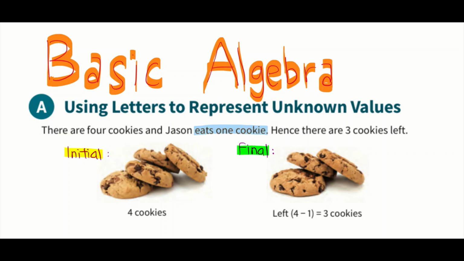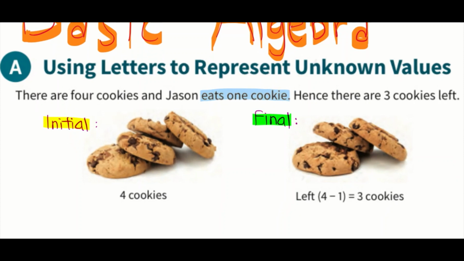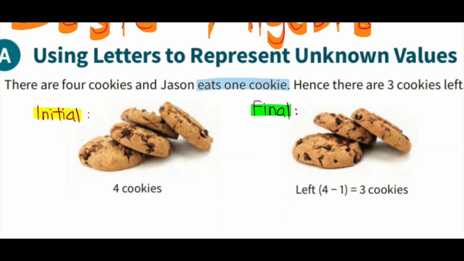Okay, we have come to the introduction of basic algebra. Let's start simple today by just looking at this cookie example. Jason initially has 4 cookies. He eats 1 cookie, so he has 3 cookies left. Am I right? Okay, but this lesson is on algebra.